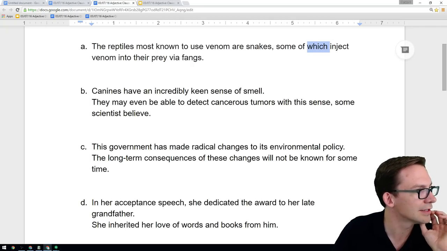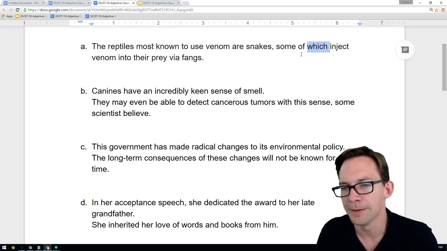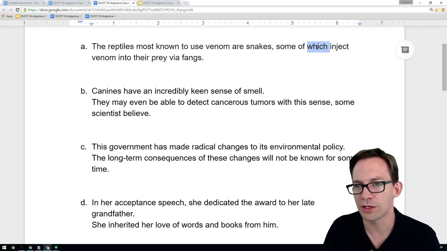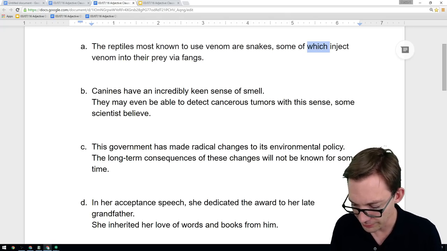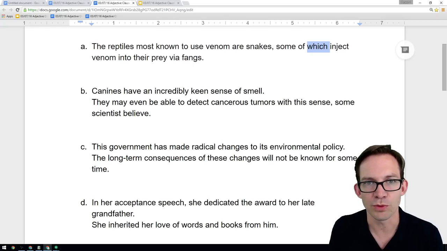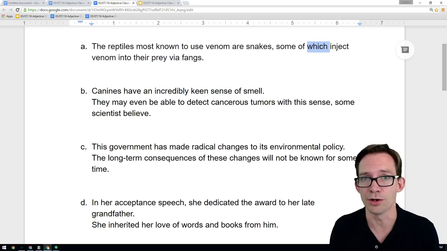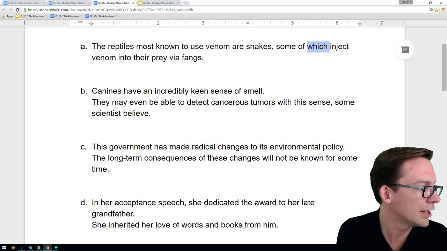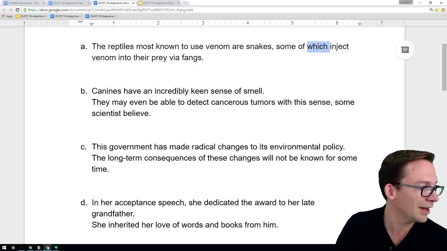Who did that? Somebody said, "some of whom inject venom." Now, I think I would go with "which," because snakes are animals rather than people. Although I know that sometimes we do refer to certain animals, like pets, as he or she, like they are people. But I think "which" in this case works a little bit better. If you put the answer "whom," I would switch that up.